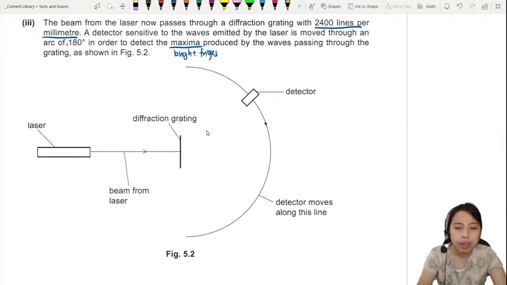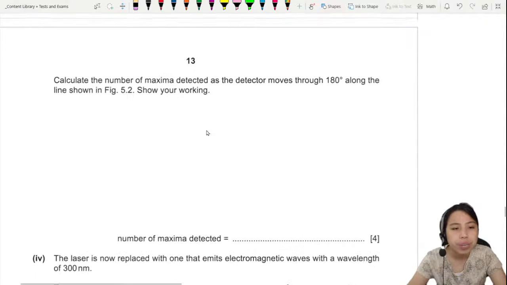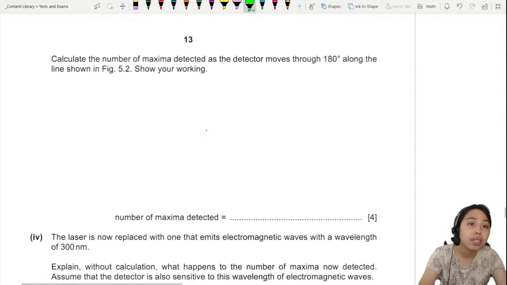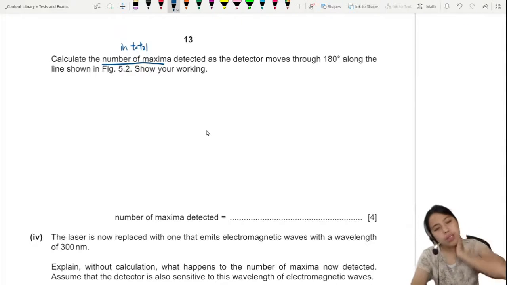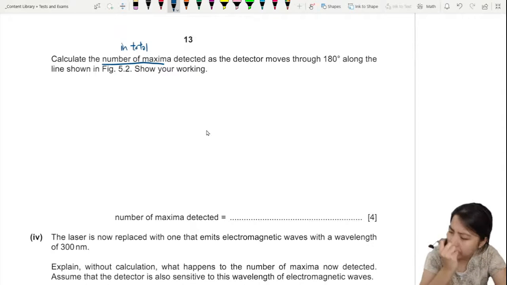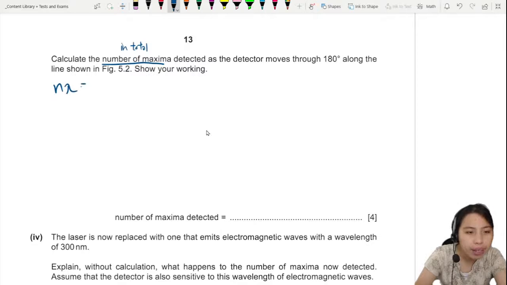Okay, what do they want us to find though? Calculate the number of maxima detected as the detector moves through 180 degrees along the line. Wow, okay. Number of maxima detected in total. So if you're not sure where to start, the first thing is we think of the diffraction grating equation. We should write it down first. n lambda equals d sine theta.